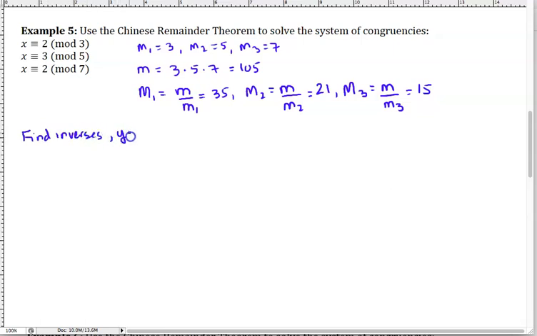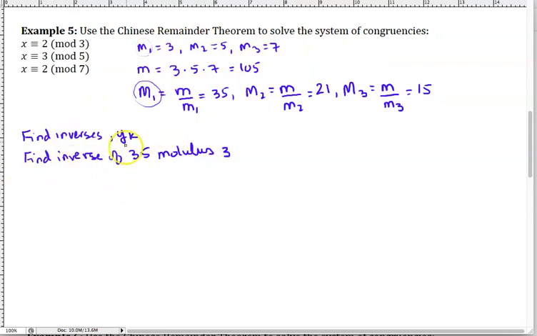And these are going to be our y values, y_k. Basically, we're going to find inverses of each of the big M's paired up with the little m's. So to find y1, we want to find the inverse of 35 modulo 3. We're pairing up the big M's with the little m's, so we have 3 of these pairings, and we're going to find these 3 inverses.